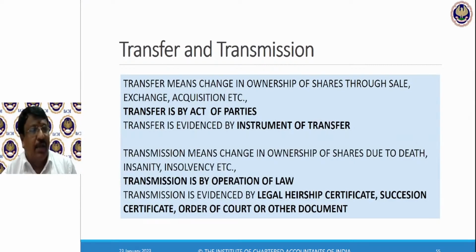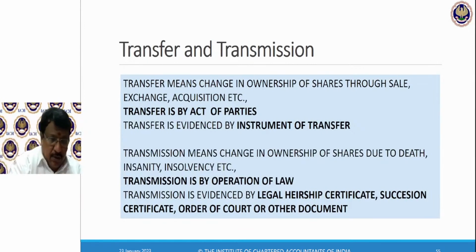In that same order, they will say all his assets and businesses will now vest with so-and-so. Usually a relative, son, daughter, wife, somebody will take over, and that person will then run things on behalf of the insane person. So we have to register that. That has to be recorded. That is called transmission.